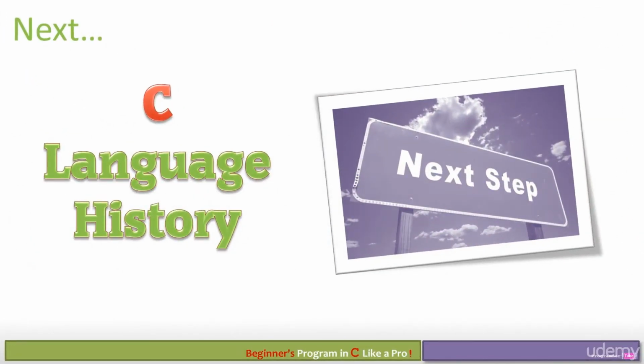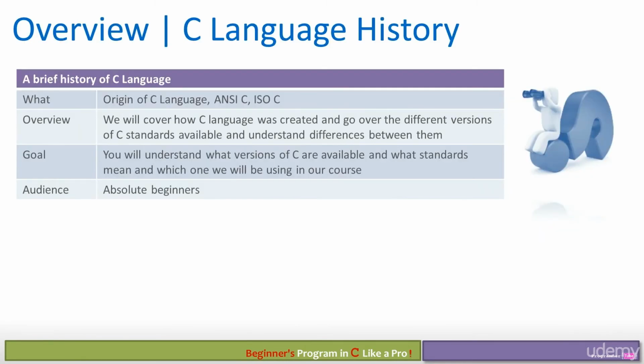Alright, so next we're going to touch quickly on the C language history. In this lecture, we will cover how the C language was created, go over the different versions of C standards, and understand the differences between them. You will understand what versions of C are available, what standards mean, and which one we will be using in this course. You can skip this lecture if you have programmed before, or keep watching if you're interested to learn a bit of history about C.